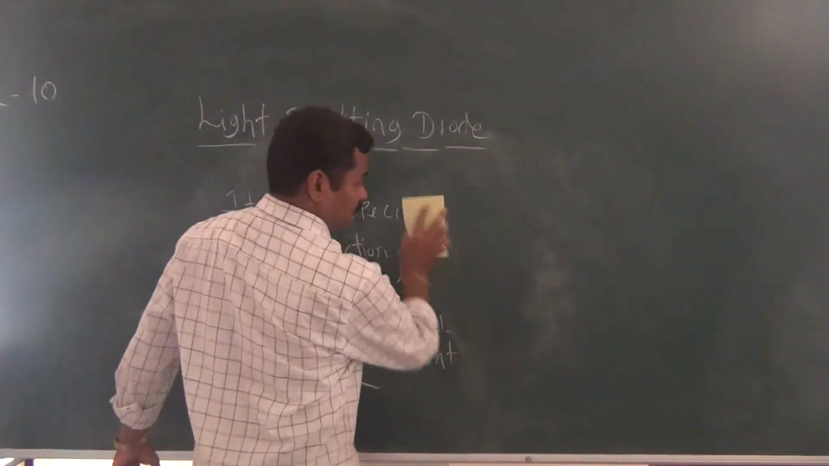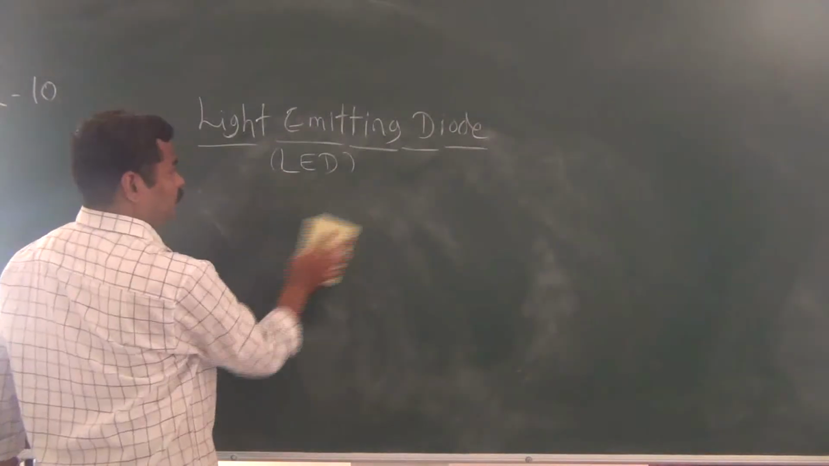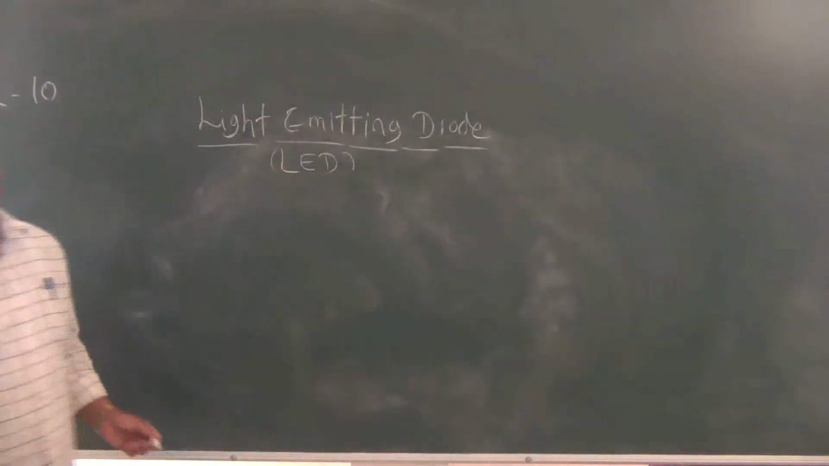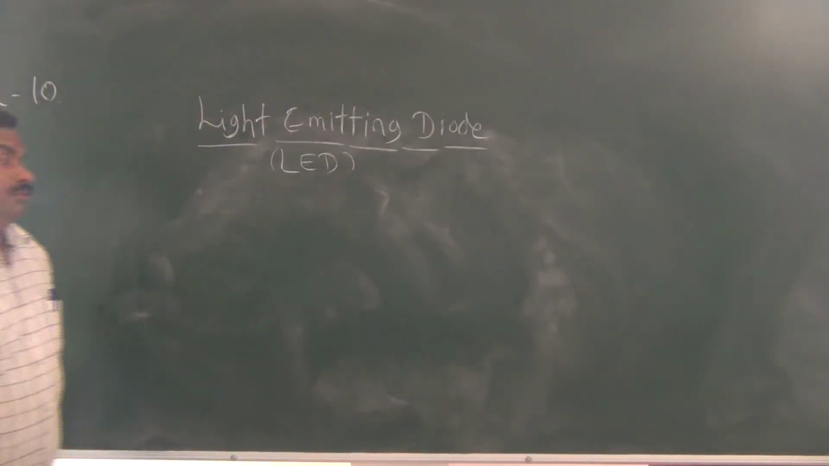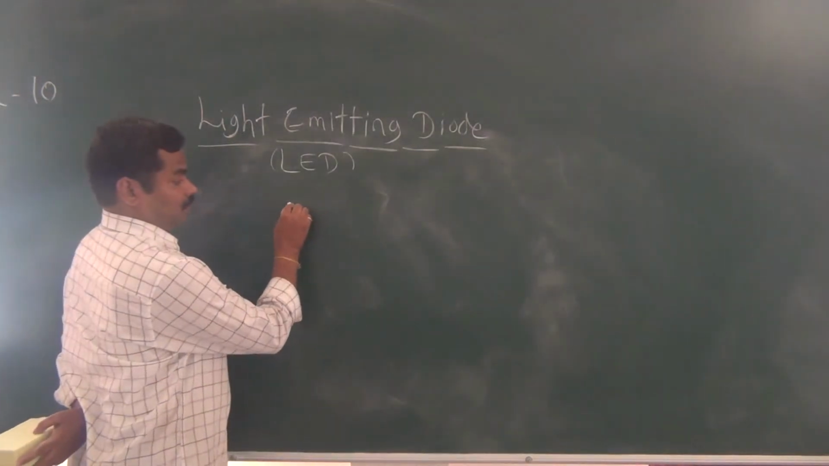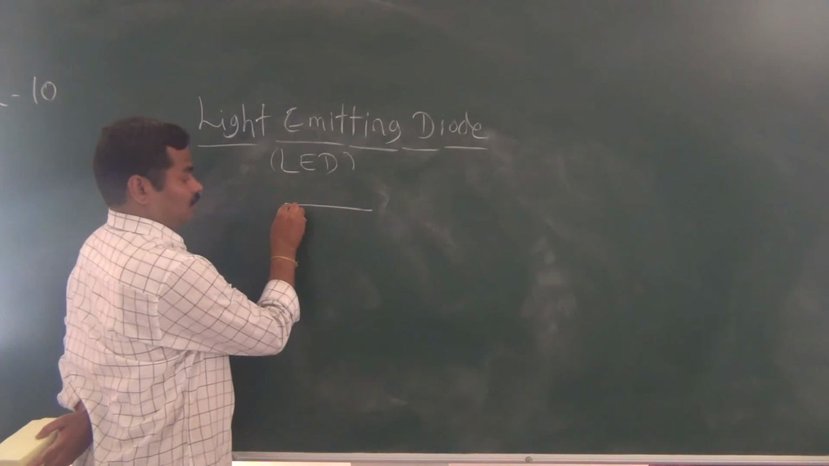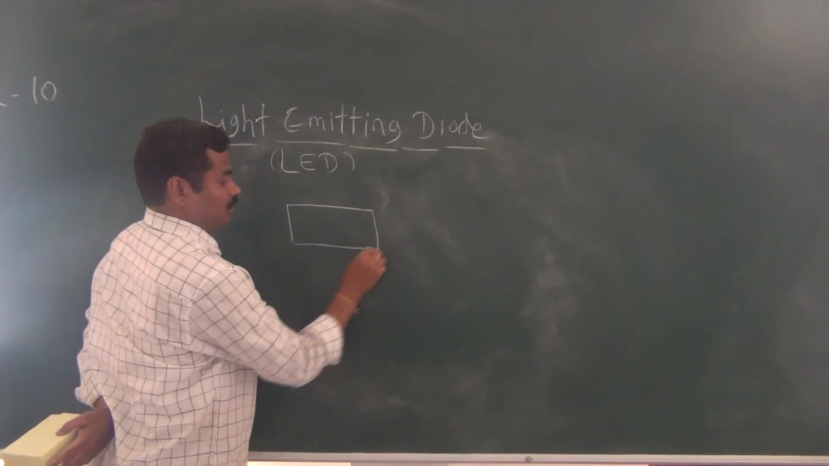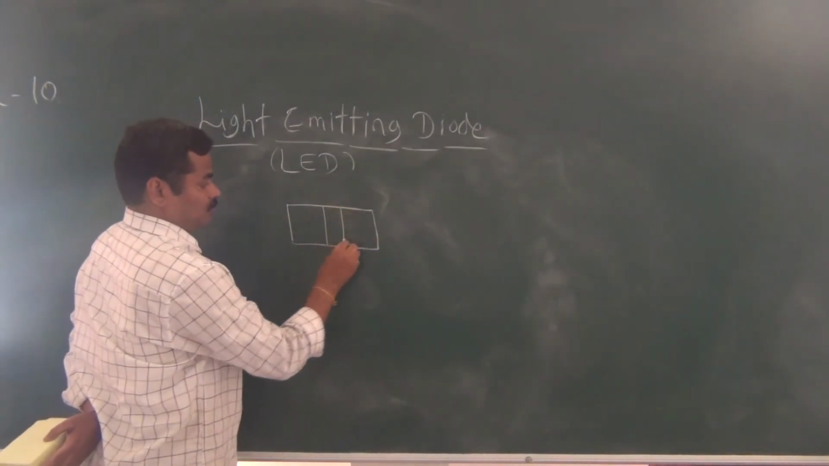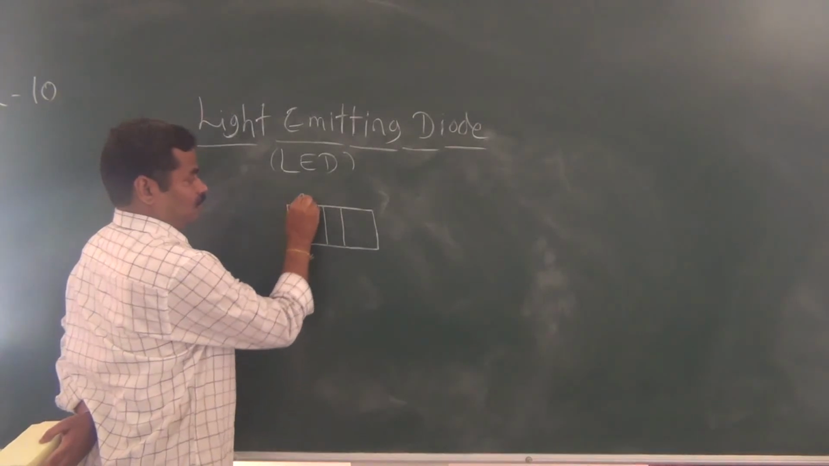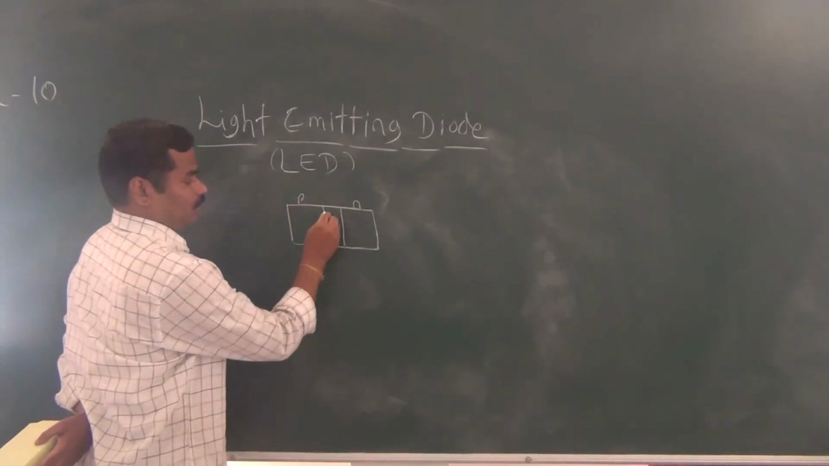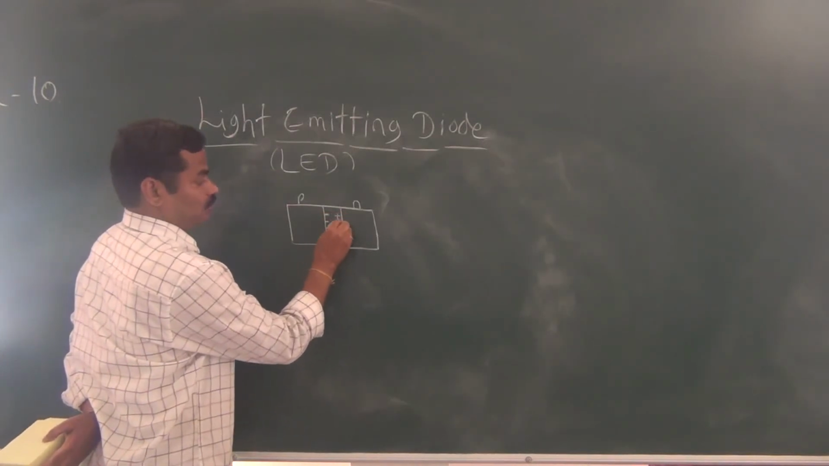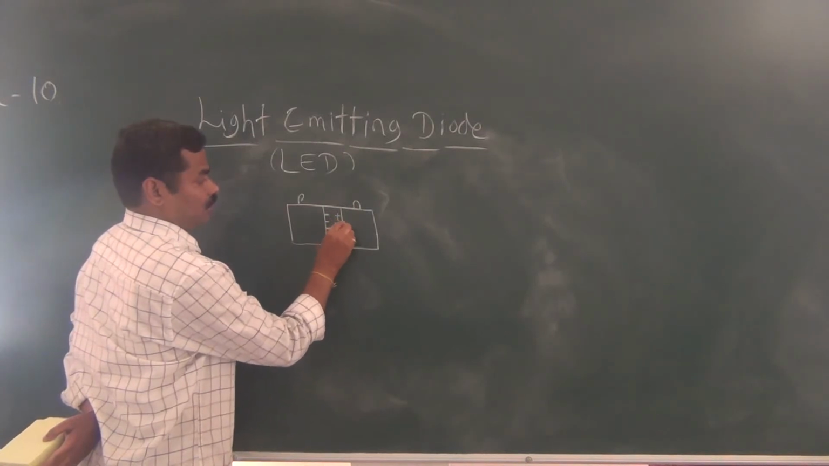Now we can go for the construction and working of the LED, how the LED works. No doubt, as I said, it is also a PN junction diode. Here also a P layer is grown on an N layer by the method of diffusion. And as usual, here we have the P type, the N type, and the depletion layer. Another important point is that it is heavily doped as compared to a normal diode.